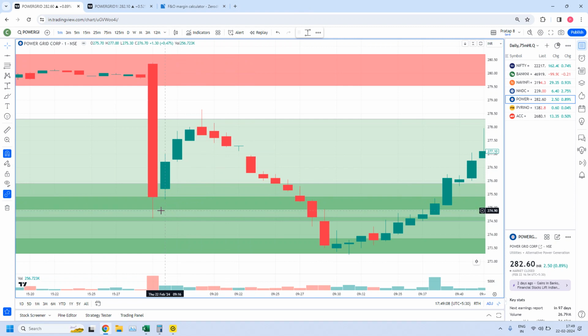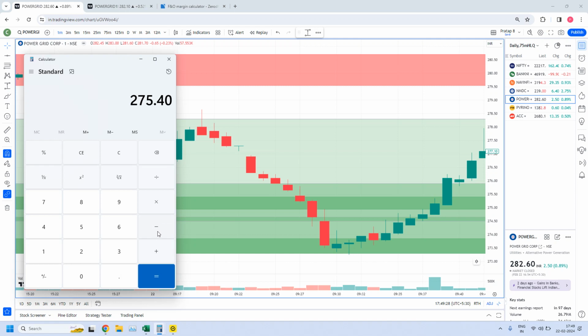And here 274.90, 270, actually the exact proximal is 275, 274.95 paisa. I am adding 10 paisa buffer, so 274.85. Okay. So 0.55 paisa is your stop loss.